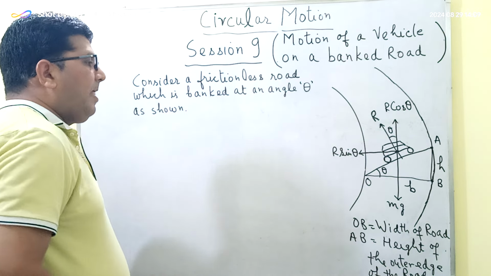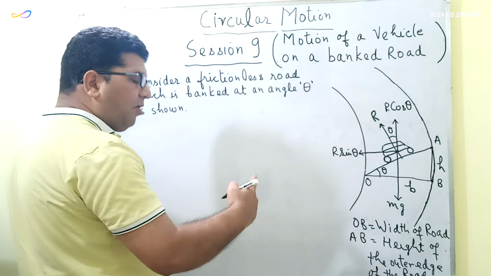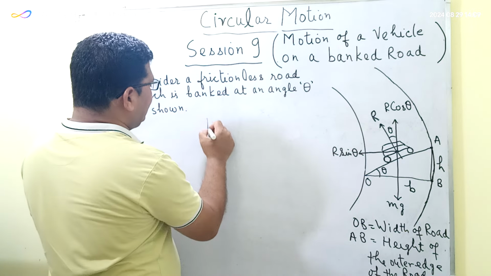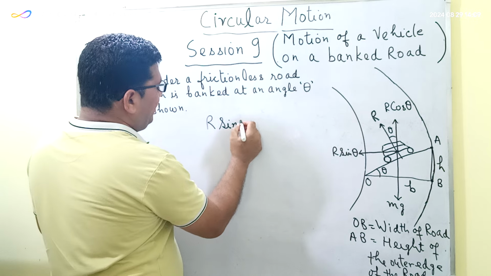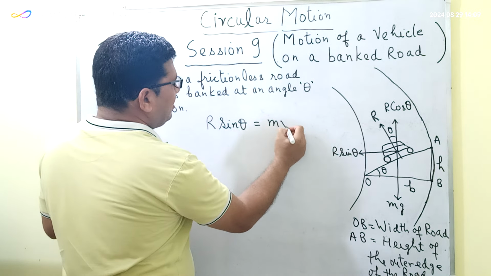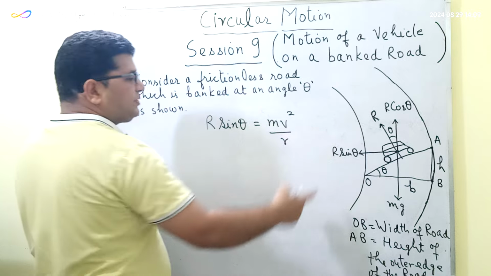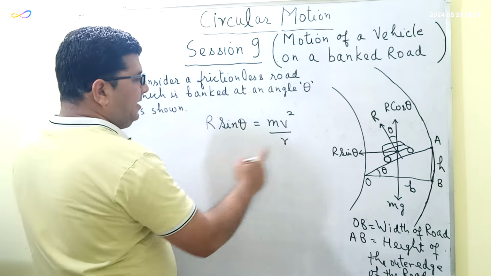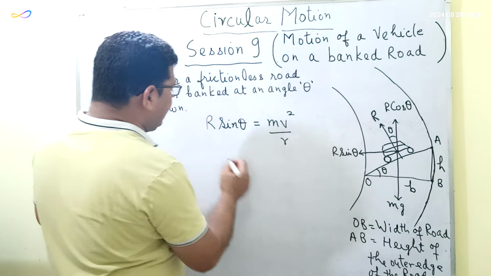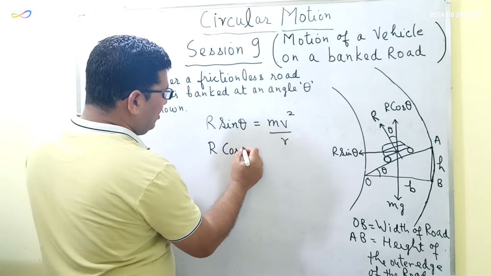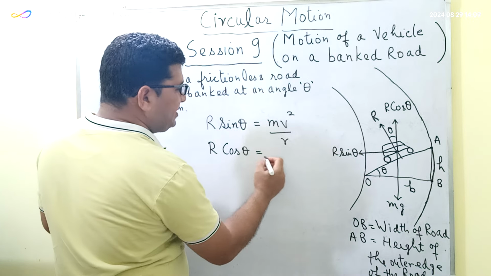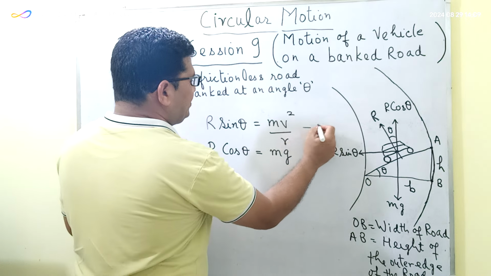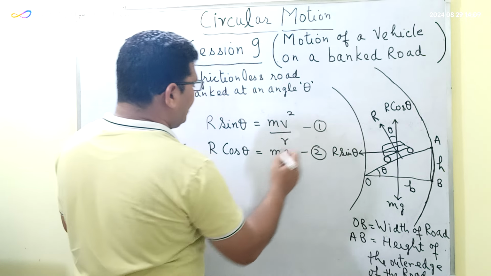Now in order to prevent the skidding of the vehicle on the circular path, or you can say the curved path, this R sin theta should be able to balance the centrifugal force which this vehicle is experiencing during its motion in a curved path, and this R cos theta will balance the weight of the vehicle. So this is let us say equation number 1, and this is equation number 2.